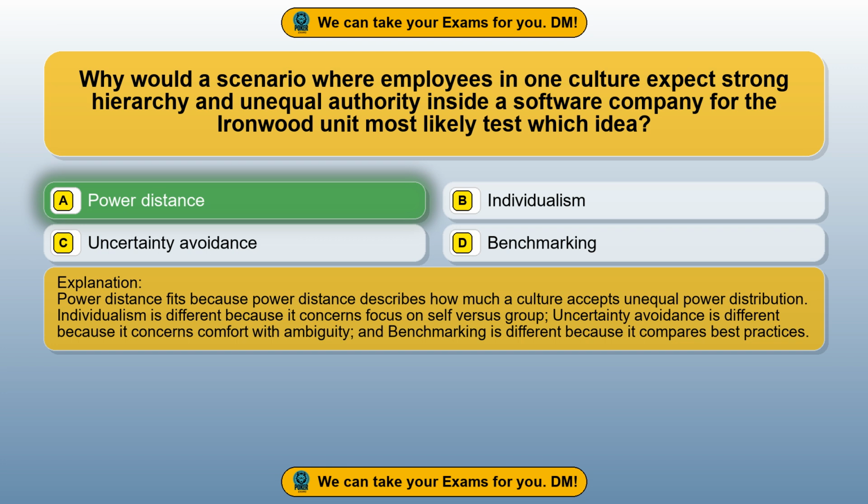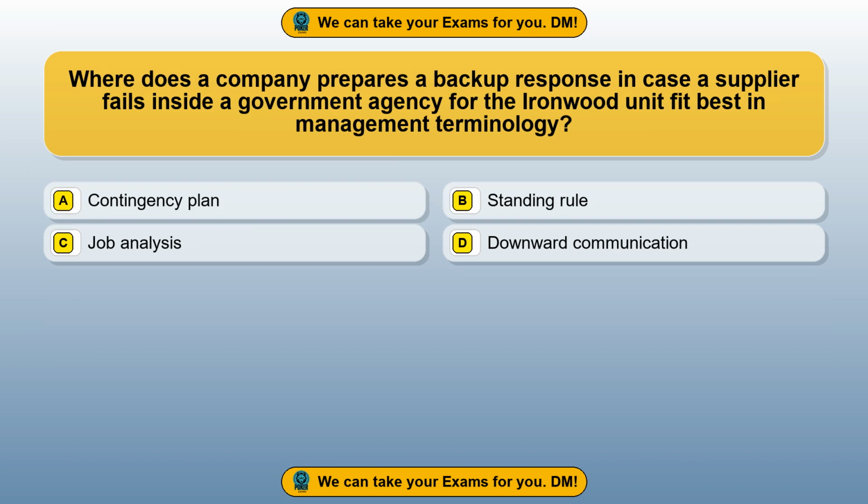Individualism is different because it concerns focus on self versus group. Uncertainty avoidance is different because it concerns comfort with ambiguity, and benchmarking is different because it compares best practices. Question 90. Where does a company prepares a backup response in case a supplier fails inside a government agency for the Ironwood unit fit best in management terminology?